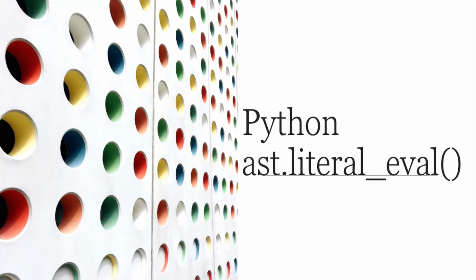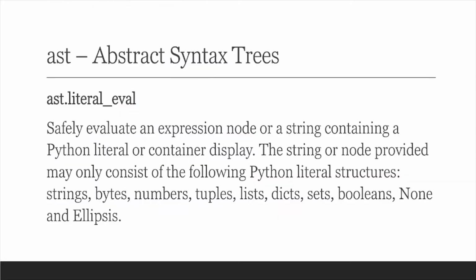Today we will talk about an important function from a Python library called AST. The AST stands for Abstract Syntax Trees. The function name in discussion is literal underscore eval. It works as a savior in many cases, especially when we deal with data from a third party source like an object storage from cloud, IoT, etc.